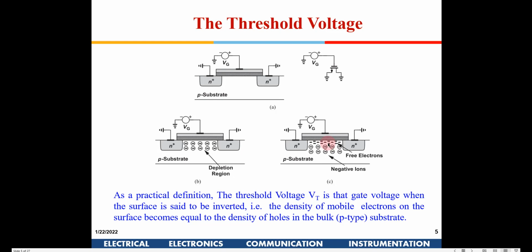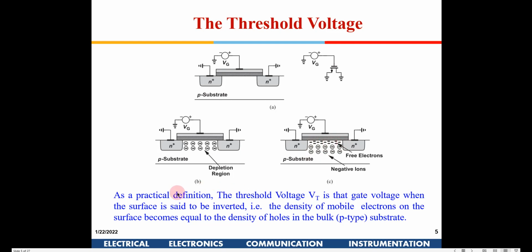The term inversion has come in because this is P type, and now in the P region we are forming an electron channel. So it is an inversion. Instead of having a channel of positive holes, we are having a channel of negative electrons. That is the reason we call it an inversion layer.